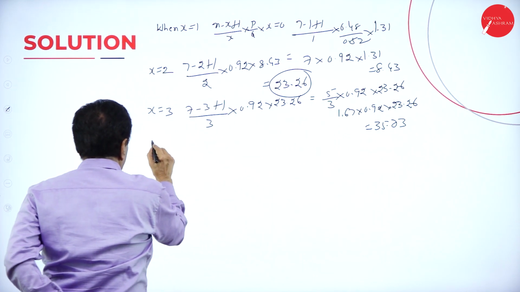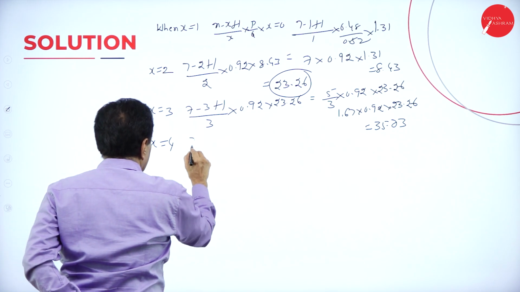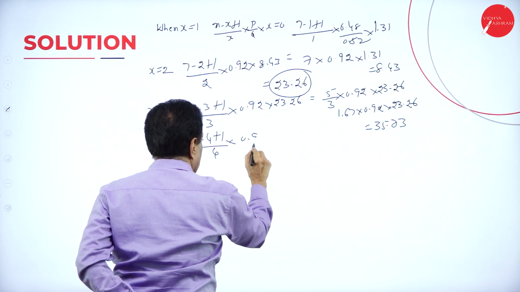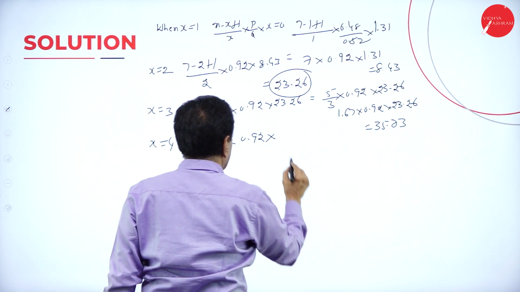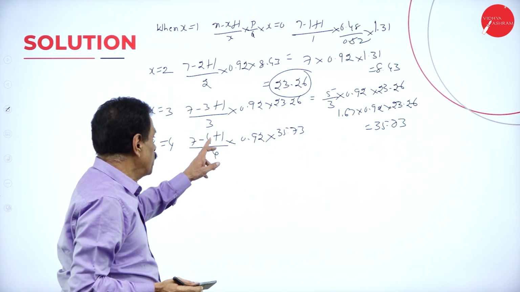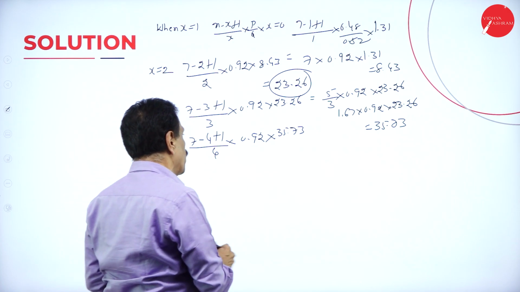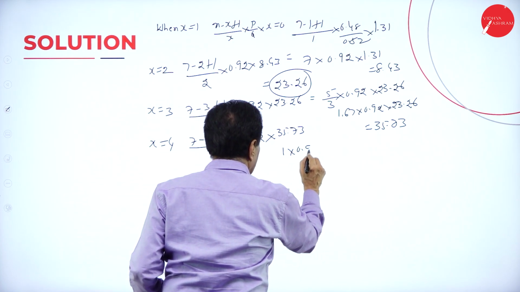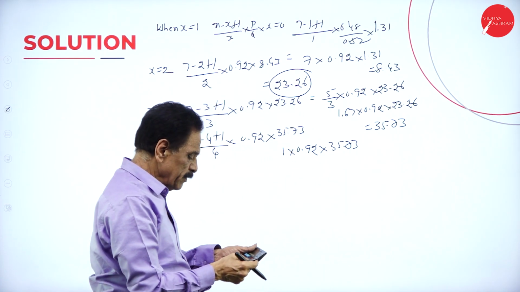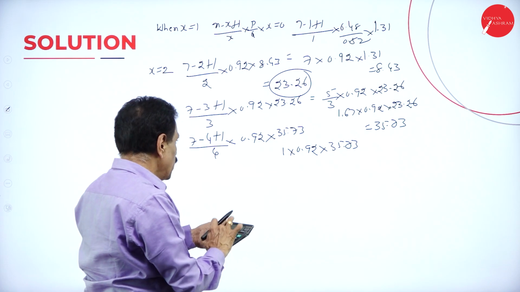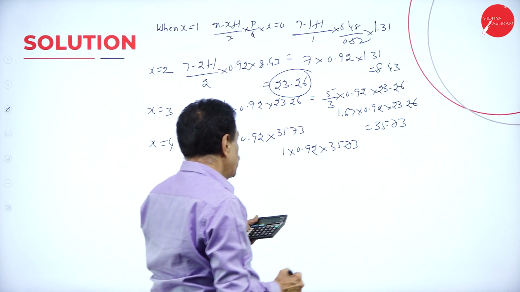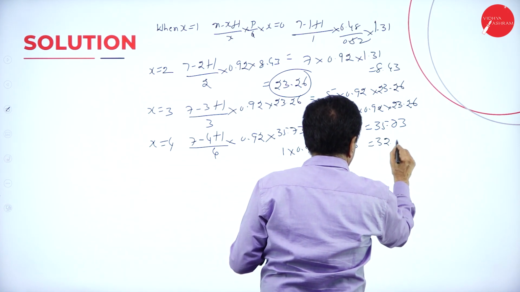Then, when x is equal to 4, 7 minus 4 plus 1, divided by 4, into 0.92 into 35.73. 7 minus 4 is 3, plus 1 is 4, 4 divided by 4 is 1. So 1 into 0.92 into 35.73 is 32.87.